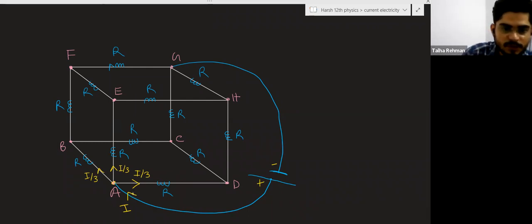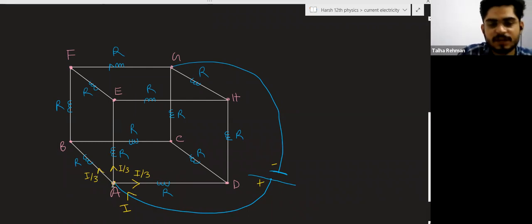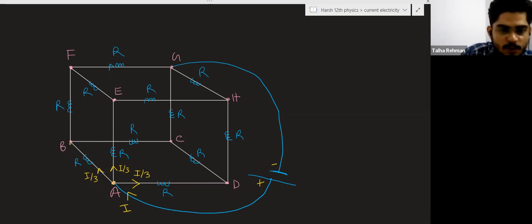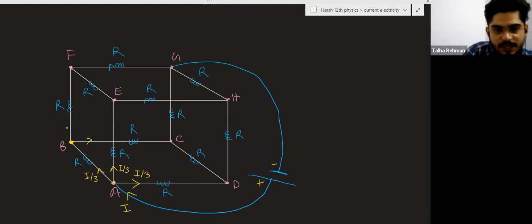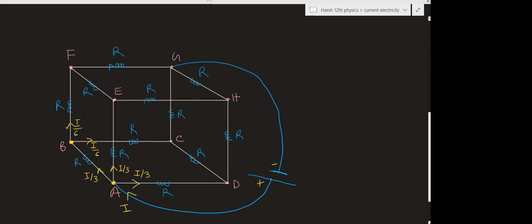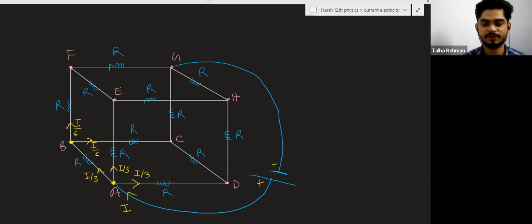Now move with the current. This current is going here. In the whole of this wire the current is I by 3, and at this point the current will again divide in two directions, in this direction and in this direction. It will divide equally, so this will become I by 6, and this will become I by 6. Just have patience, we will get the answer very easily.